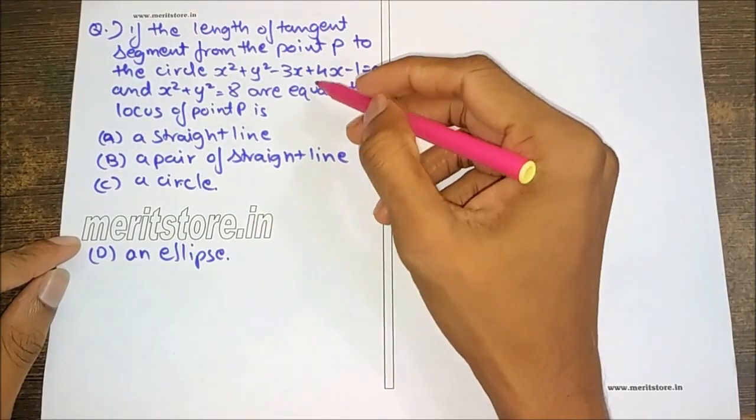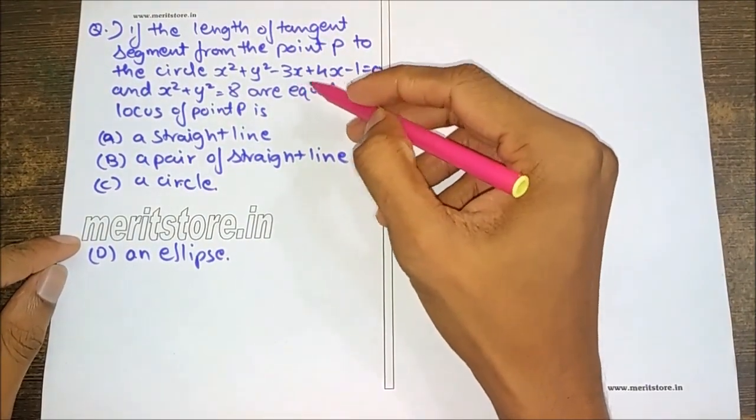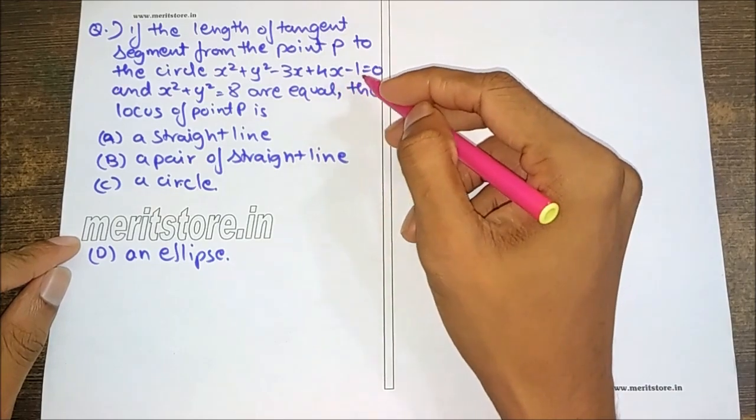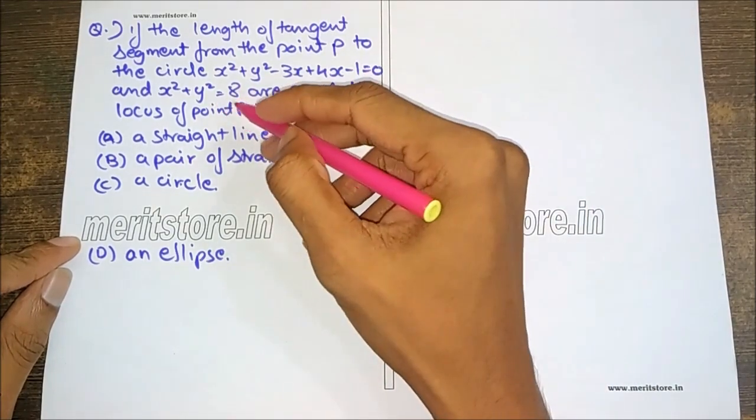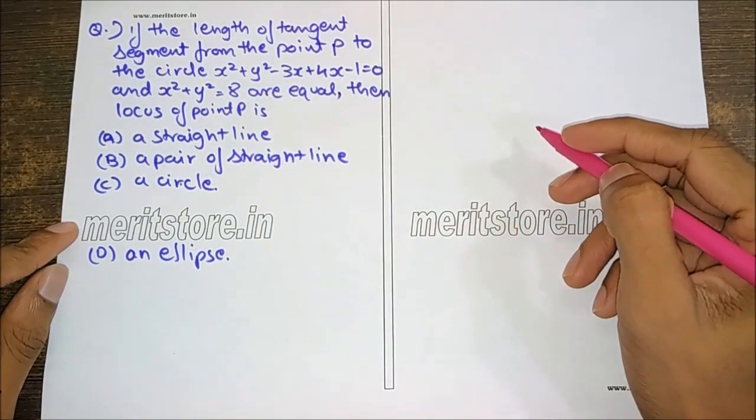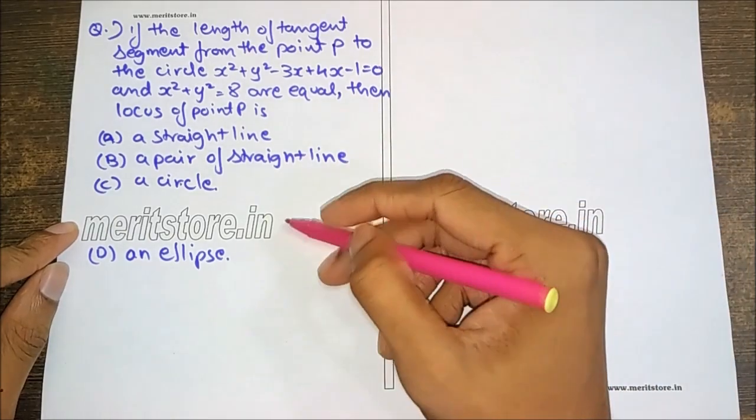If the length of the tangent segment from the point P to the circle x square plus y square minus 3x plus 4y minus 1 is equal to 0 and x square plus y square is equal to 8 are equal, then the locus of the point P is. We are given 4 options over here.